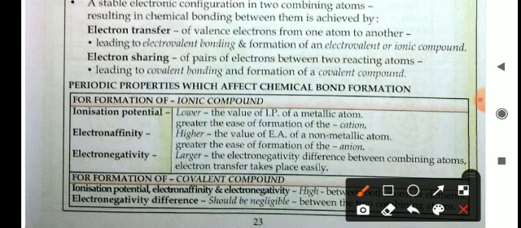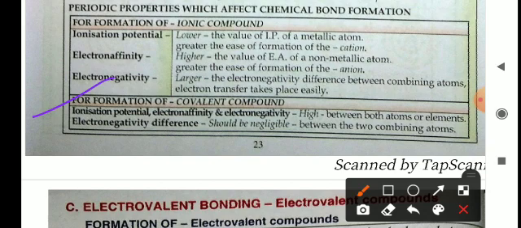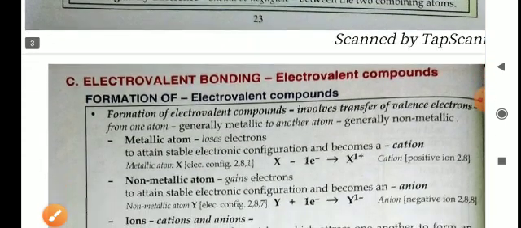Now for the formation of a covalent bond, ionization potential, electron affinity, and electronegativity should be high for both the atoms or elements. The electronegativity difference should be negligible between the two combining atoms. For the formation of a covalent bond, in which atoms share electrons with each other, there is at least a negligible electronegativity difference. Now, what are electrovalent bonding and covalent compounds?